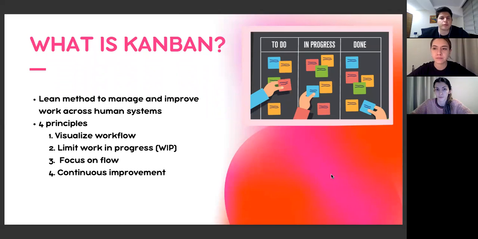Kanban is a lean method to manage and improve work across human systems. This approach aims to manage work by balancing demands with available capacity and by improving the handling of system-level bottlenecks. Kanban consists of 4 principles. Visualize workflow: visualize your work on a board with cards to present user stories and work in your product backlog. Limit work in process: set a limit on how much work can be in process at one time in each column. The third one is focus on flow, and the last one is continuous improvement.